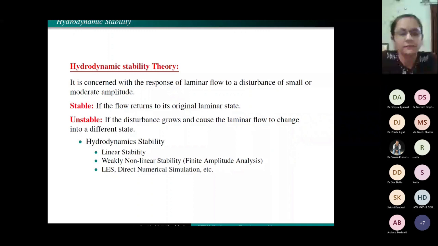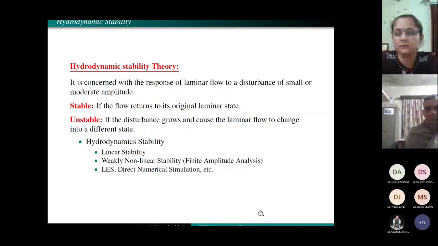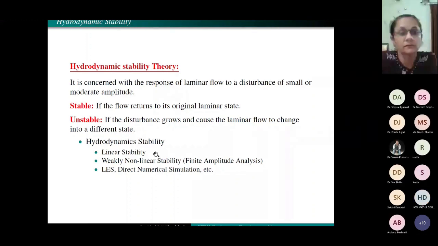Another one: if the disturbance is growing, increasing, and causes the laminar flow to change to some other state, that is called turbulent flow. That situation is called the unstable situation. So basically in hydrodynamic stability analysis, we are going to develop the instability mechanism with respect to the given flow. There are some theories. The first one is the linear stability theory, and that will give you good information about the flow features.